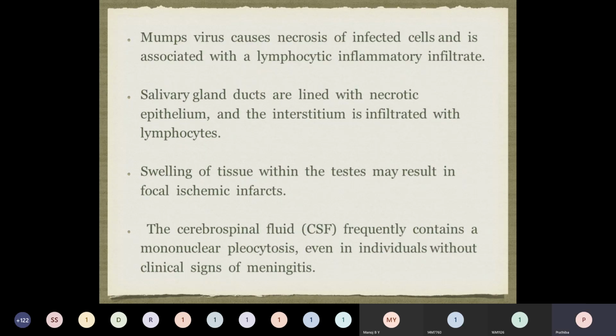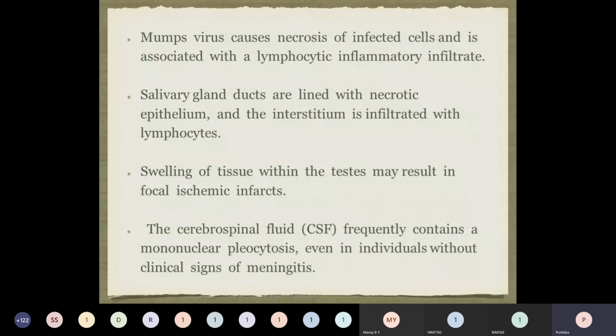Mumps virus causes necrosis of infected cells, and it is associated with a lymphocytic inflammatory infiltrate. In the salivary glands, what happens? They are mainly lined with necrotic epithelium, and the interstitium is infiltrated with lymphocytes. In the testis, there is swelling of the tissues, which results in focal ischemic infarcts.